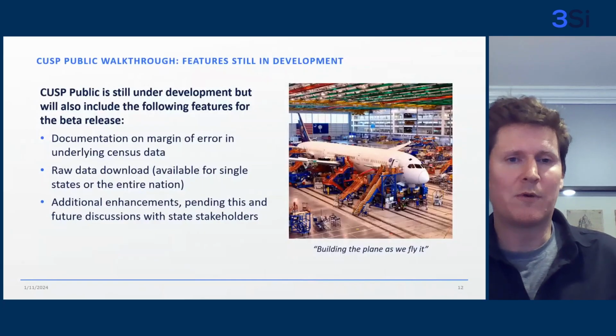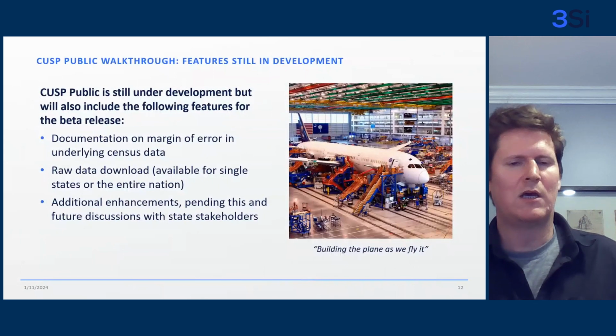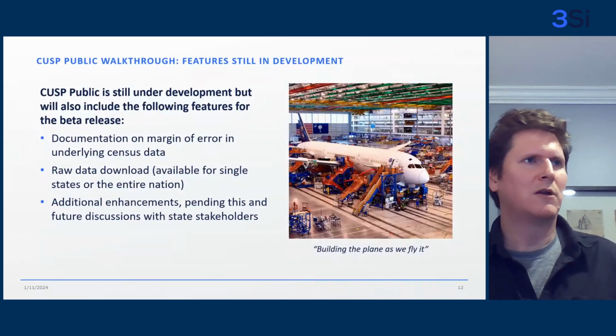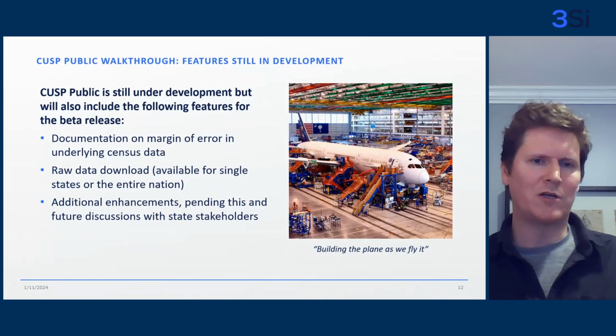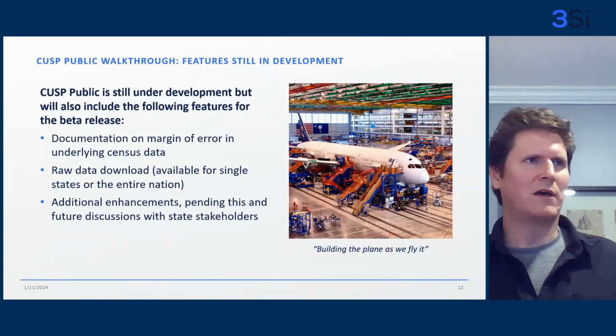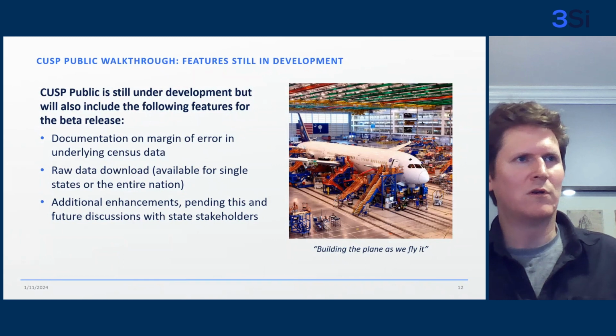Okay, now to talk about the ongoing development and next steps for the CUSP Public tool. So it's a work in progress. Everything you've seen is a pre-public alpha of the tool. And we're continuing to flesh out some of the documentation right now on margin of error and some of the underlying census data that feeds into the tool.